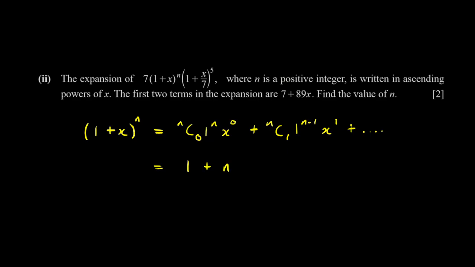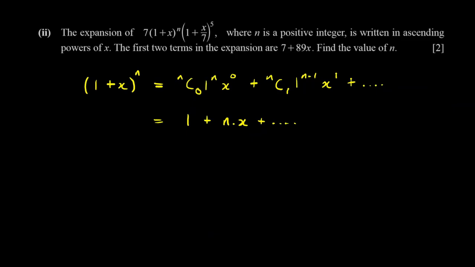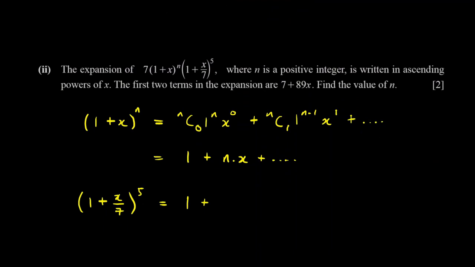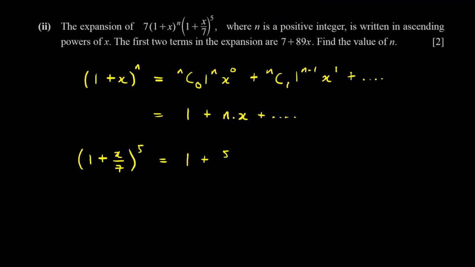nc1 is n. You can check that on a calculator, by the way. If you do 4c1, you'll get 4, 5c1 is 5, 6c1 is 6, and so on. So nc1 is n. Then 1 to the power of n minus 1 is 1, times x. So we're left with that and all the other terms we're not interested in. And then we saw that 1 plus x upon 7 to the power of 5 had terms 1 plus, let me just double check it, make sure I get it right, 5 upon 7 x plus dot, dot, dot.